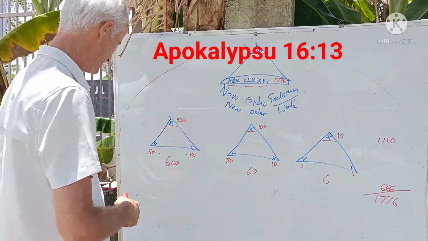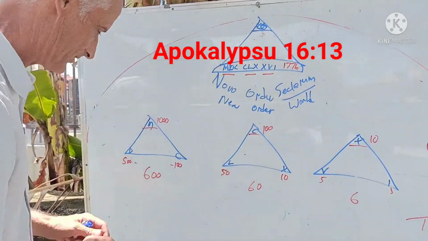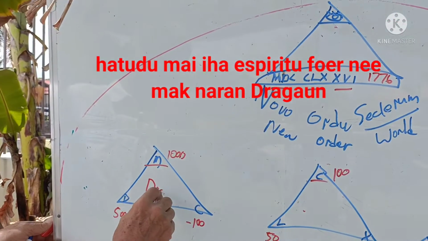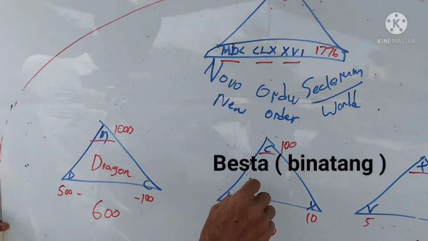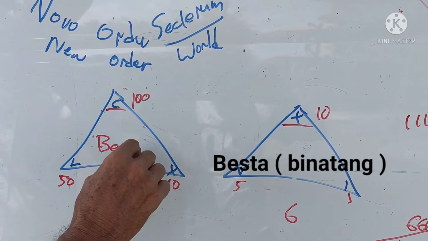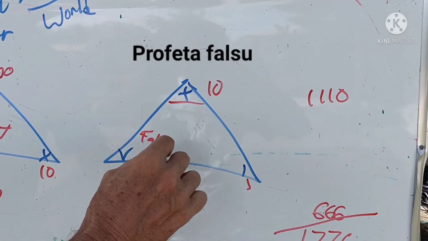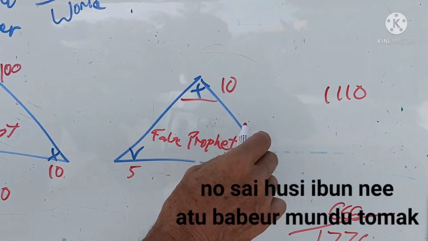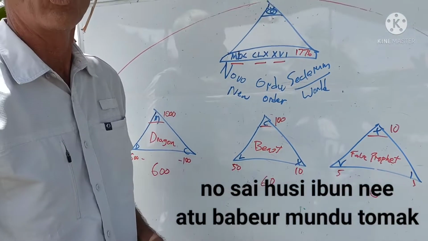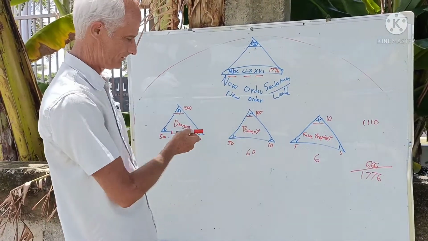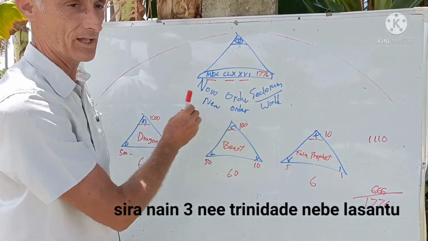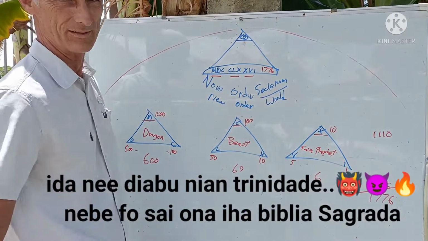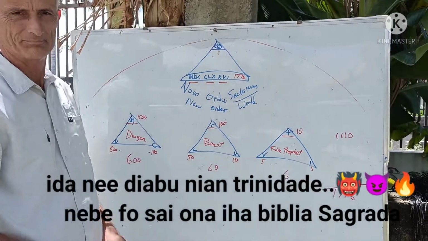And so in Revelation 16 and verse 13, it shows us that the unclean spirits named as the dragon, the beast, and the false prophet come out of the mouth to deceive the whole world. These three are the unholy Trinity. This is Satan's Trinity, described in the Bible. Wow.